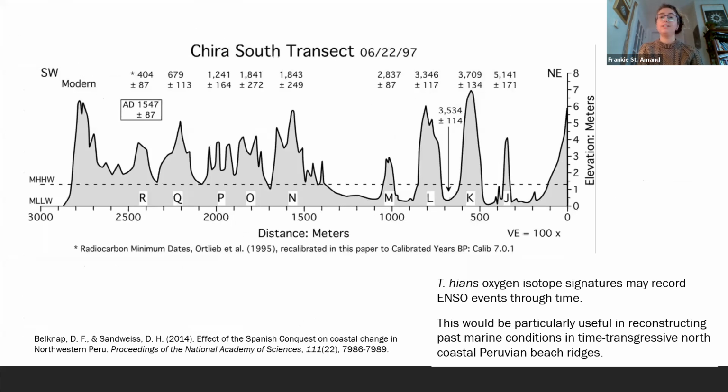So the potential here is that if Tivela hyans oxygen isotope signatures do record ENSO events or sea surface temperature change, this would be really useful because I'd be able to select a number of samples from each of the ridges, which are all well constrained temporally using radiocarbon dating already. And I'd be able to help reconstruct marine conditions in this area.